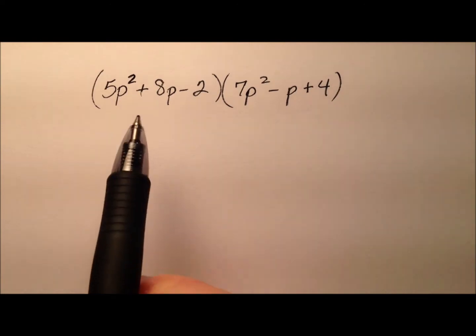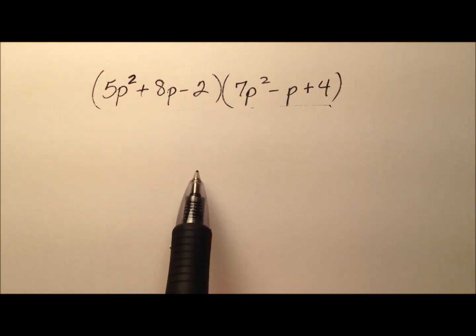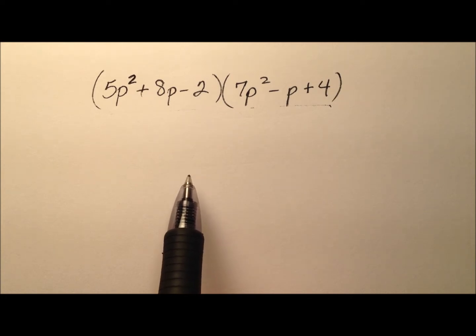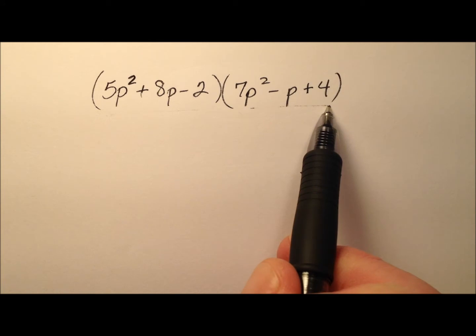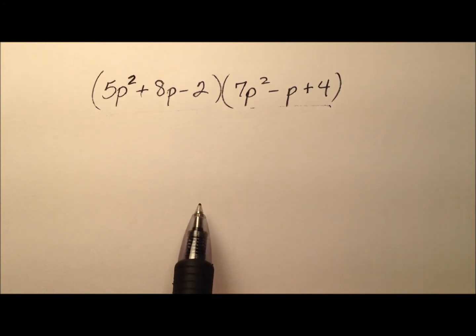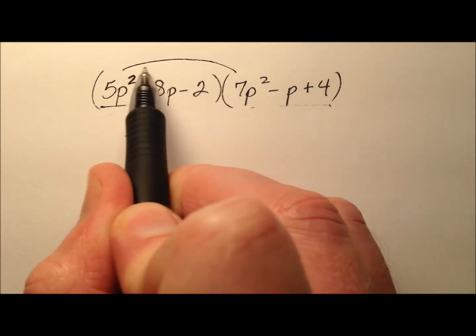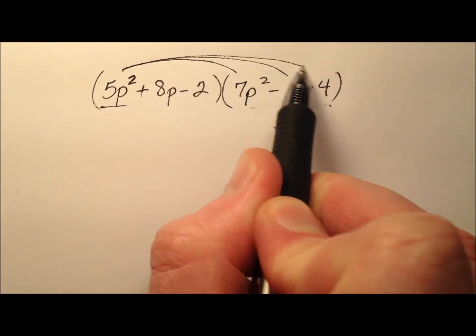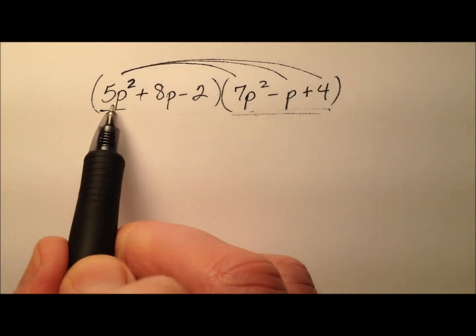In this example, we're going to find the product of these two trinomials. So remember, just like we did with the binomials, we just did a series of distributions. These will be no different, except we'll have more terms to contend with at the end. So let's start with this 5p squared, and we're going to distribute that 5p squared through the three terms in this second trinomial. Let's go ahead and do that first.